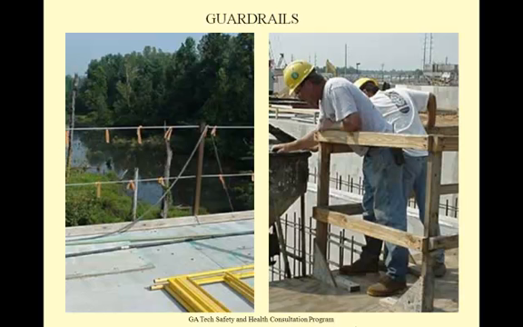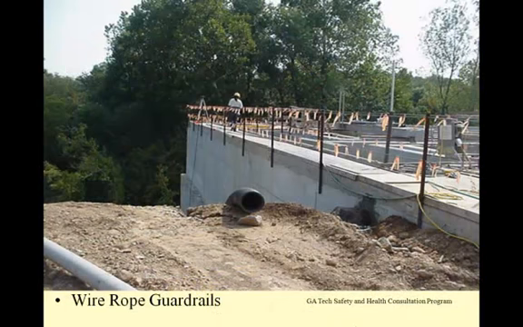Guardrails are a barrier system meant to prevent employees from falling to a lower level. Guardrails consist of a top rail, mid-rail, toe board, and vertical posts. They may be temporary or permanent and can be made of different materials. If wire rope is used, it must be flagged for visibility and inspected frequently.